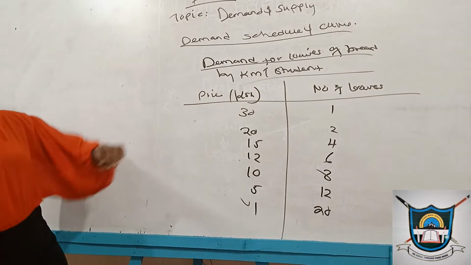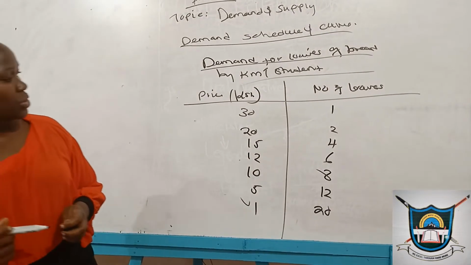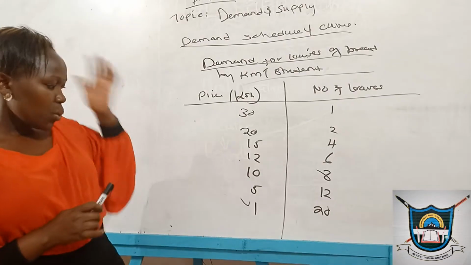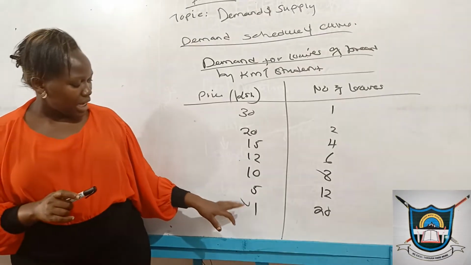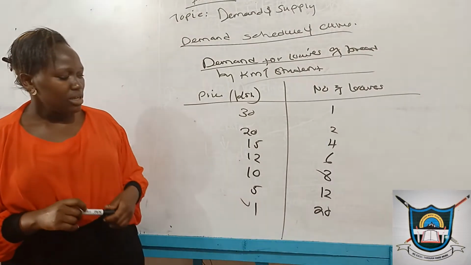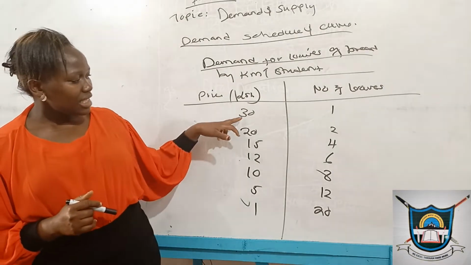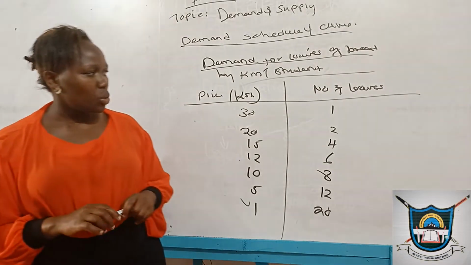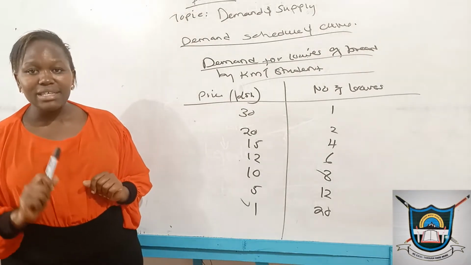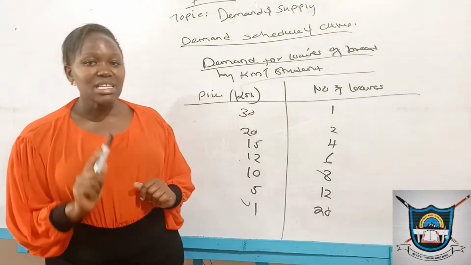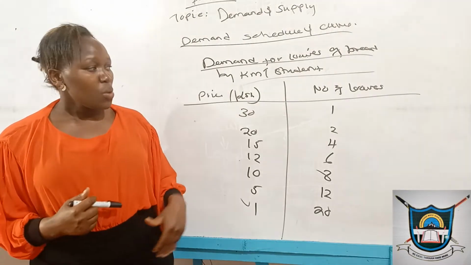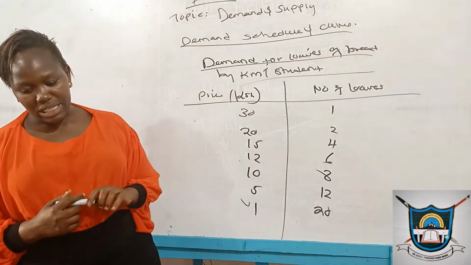So from that demand schedule, it clearly shows us that the demand of a commodity increases with the decrease in price, because at a price of 1 Kenyan shilling, they demand 20 loaves, and at 30 shillings, the seller is only able to sell 1 single loaf. This is because price changes affect the purchasing power of the consumers. So consumers will consume more when the price of that particular commodity is low.